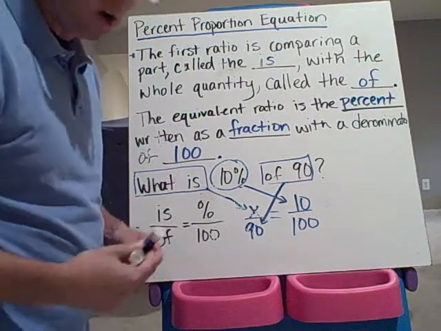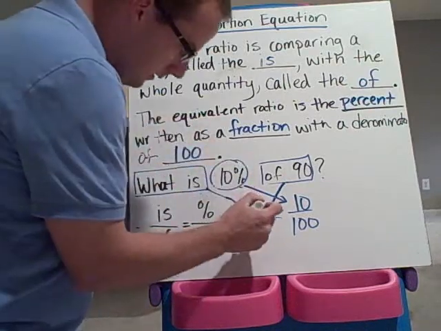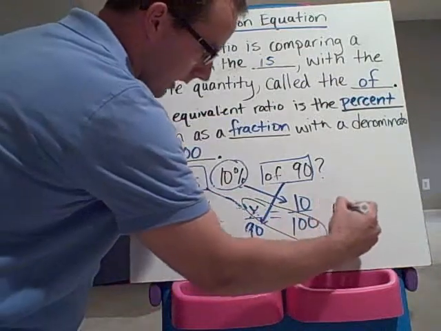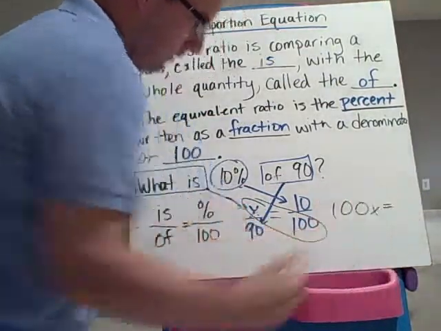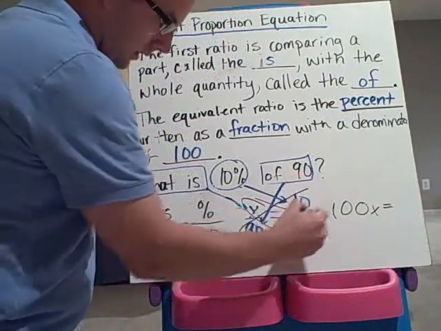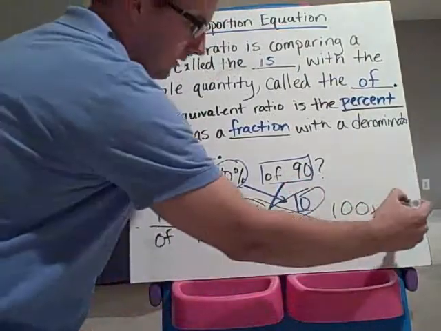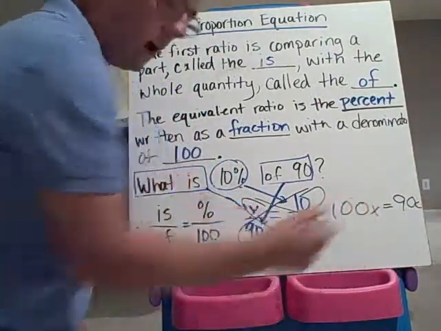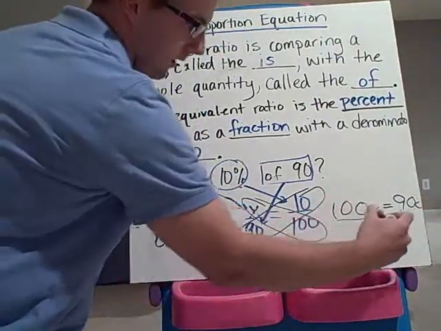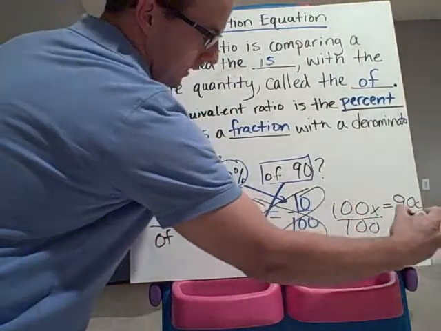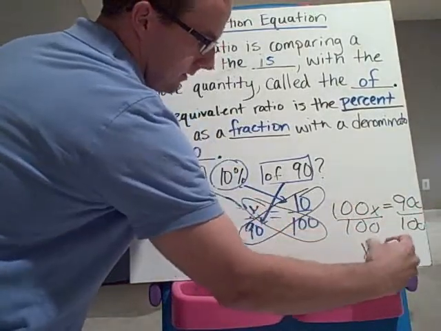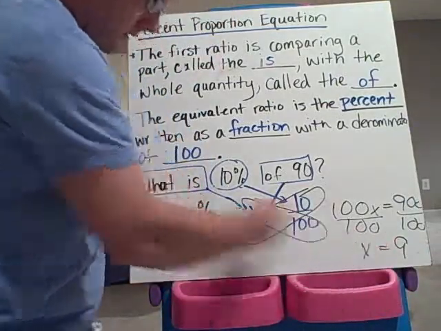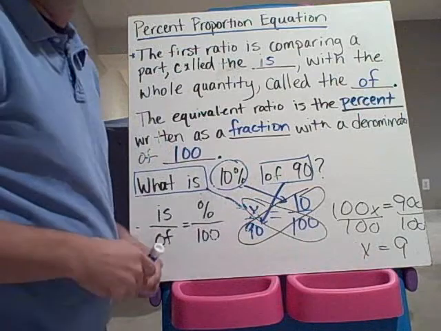Okay, and then what do we do? Cross multiply, right? So we cross multiply there, and we get 100x equals 90 times 10, and that's 900. And then you just go ahead and do the opposite of multiplication and divide by 100 on both sides, and you get x equals 9. Therefore, 9 is actually 10% of 90.